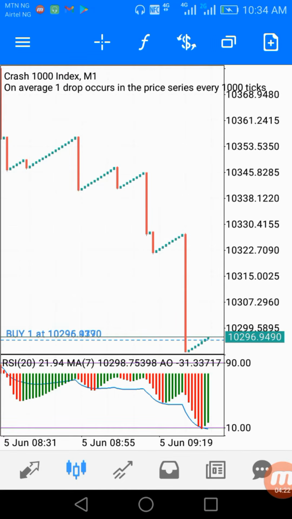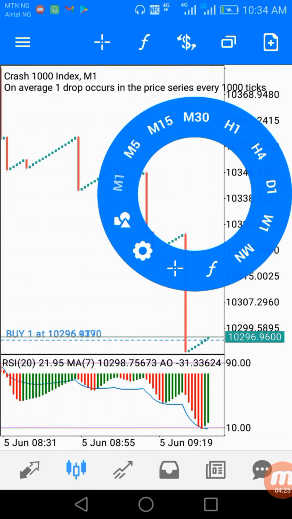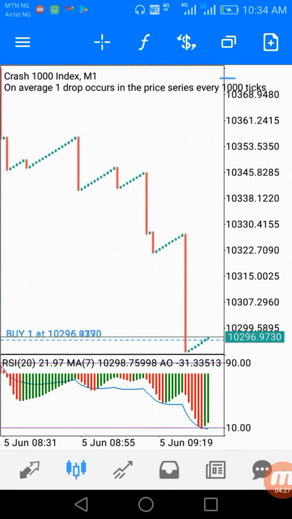Now the second method is by placing a horizontal line at the upper region of the spike.